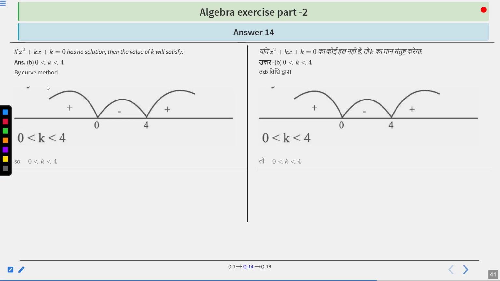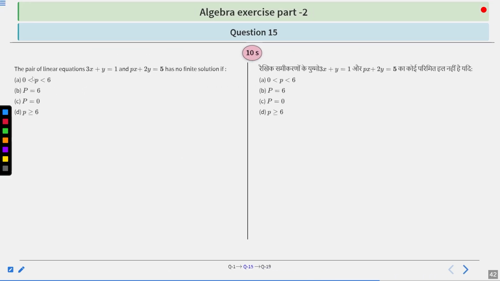So we are going to use the curve method. 0 and 4, these are the points on the number line. If the value is less than 0, then the answer is positive. Greater than 4, then the answer is positive. But between 0 to 4, the answer is negative. That means k is greater than 0 but less than 4. So k greater than 0 and less than 4 is our answer. Option number B is the correct answer.